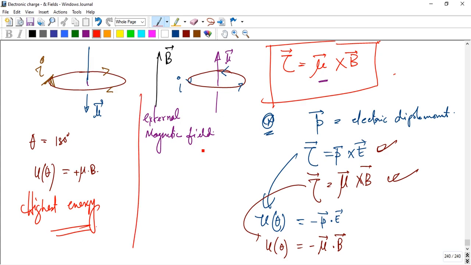And in the right side case, mu is upward, and B is obviously upward. Okay, and in this condition theta is 0 degrees, so cos 0 is 1, so U(theta) is minus mu B. And minus mu B means there is a minus term, which means the lowest energy.